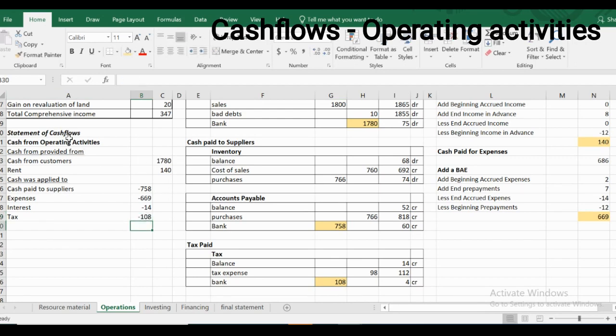So there's our cash from operating activities section completed for our cash flow statement. Look at the next video to find out what to do for investing.